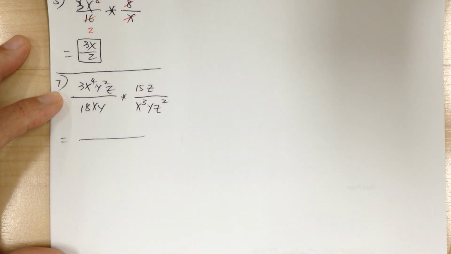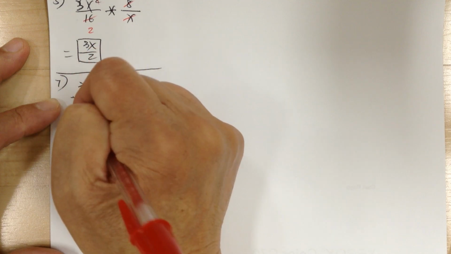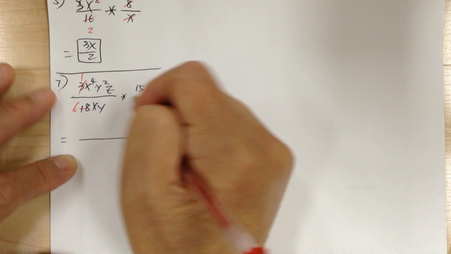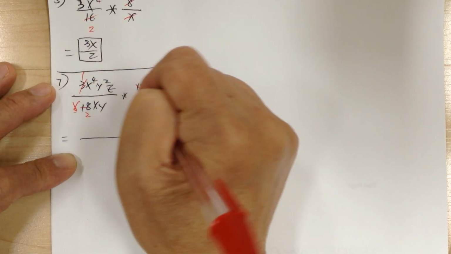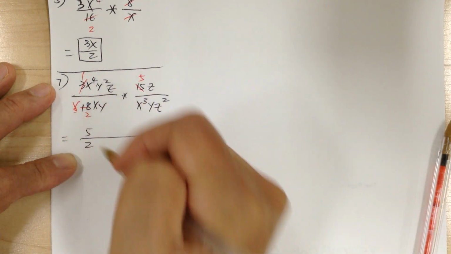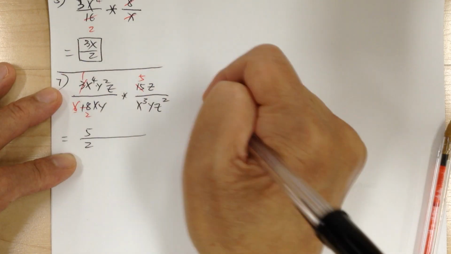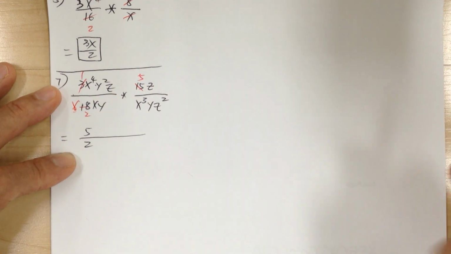Okay, so let's go and do the number. So 3 and 18, you can divide by 3, so you get 1 and 6. And 6 and 15, you can divide by 3, so you get 2 and 5. So right away, after you're done with the number, you write down 5 over 2. Because if you cancel everything, it's going to be messy and it's very easy to make careless mistakes.